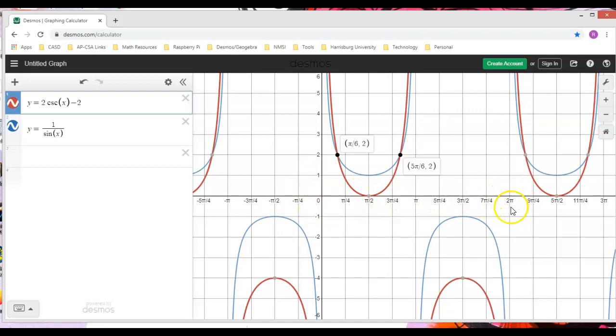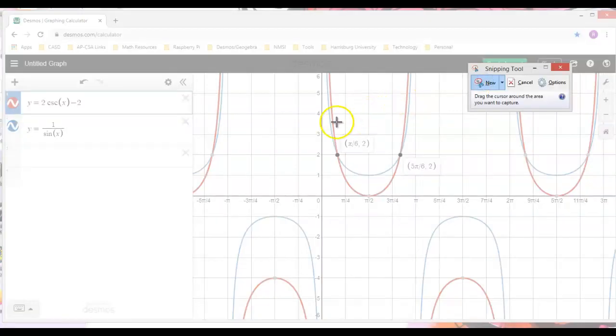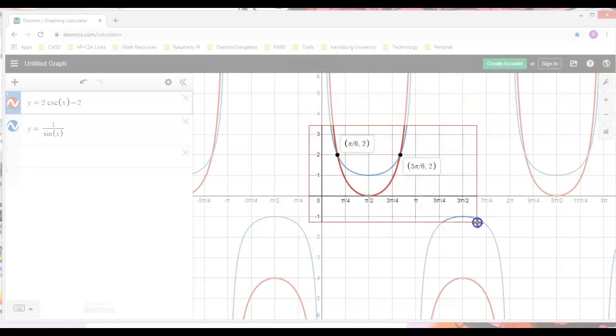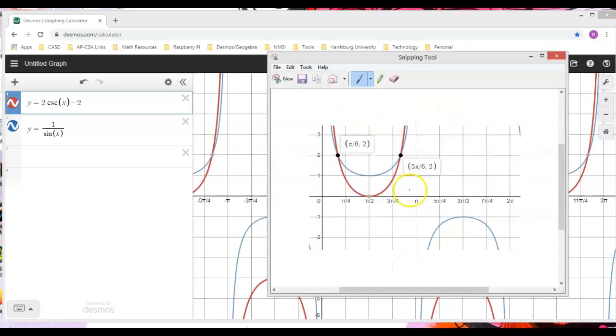Here's 2 pi. So if I was going to use this as my graph and I needed to copy and paste it into the lab, I would open up my snipping tool, hit New, and I want to make sure I show all the solutions that extend from 0 to 2 pi. And so here they are.